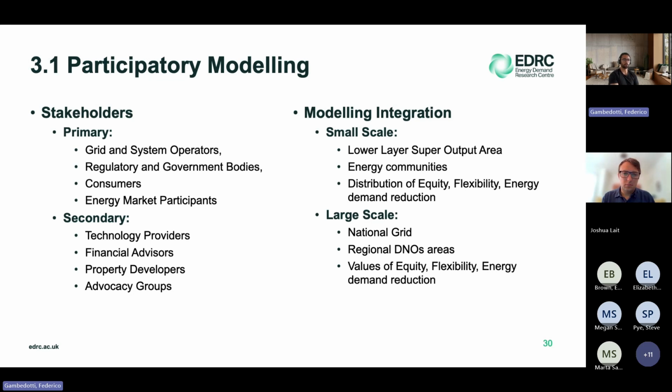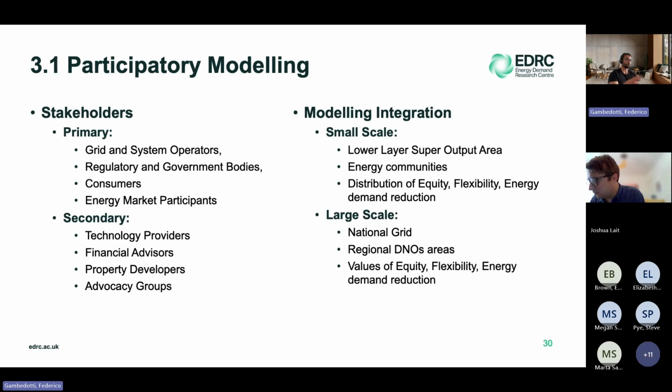One is the stakeholders. It's going to be a participatory modeling because there are so many aspects involved with the energy communities that it would be a lot more accurate to have the input of the stakeholders that are directly involved with the construction and operation of energy communities and the consequences that come with it. So I've put here a list of primary and secondary stakeholders.